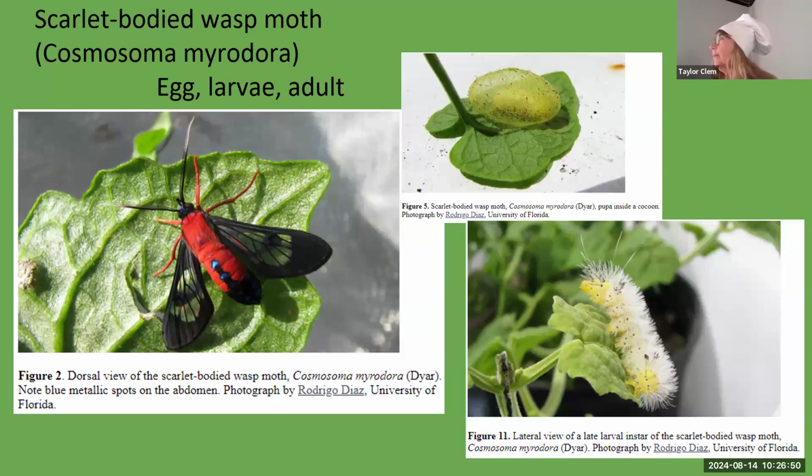Moths. We don't think a lot about moths, but moths are maybe even better than some butterflies for pollinating. This moth that we have here is a scarlet-bodied wasp moth, and it is beneficial because it will pollinate some plants. It lays its eggs on a hemp vine, which belongs to the daisy family, and the females do not eat.